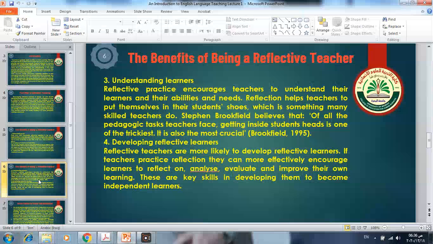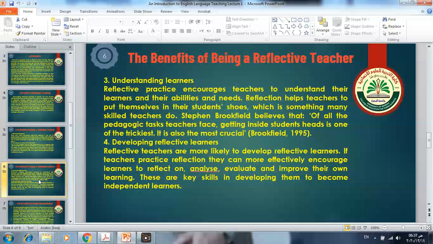So in this way, if you get into the minds of your students, you will be able to design activities and techniques that are appropriate and suitable for their needs. When you understand your learners, it means that you will be able to design activities and techniques that will help them to develop their English language abilities.